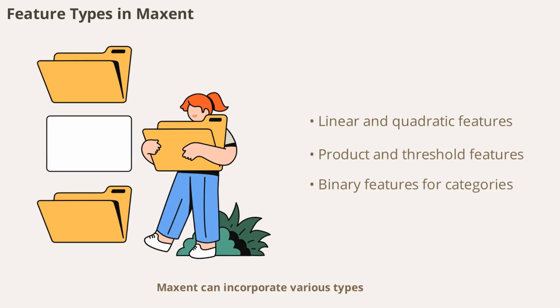MaxEnt can incorporate various types of features derived from environmental variables. These include linear features, the variable itself; quadratic features, the variable squared; product features, interactions between variables; threshold features, indicating if a variable exceeds a certain value; and binary features for categorical data. By combining these, MaxEnt can model complex ecological responses and capture interactions between different environmental factors. The flexibility in feature selection is one of MaxEnt's strengths.